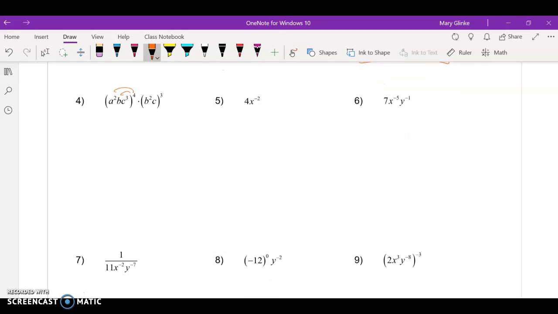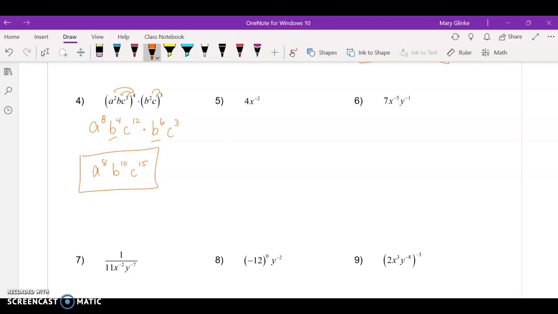Here's another one where we're going to raise everything to the power. So since it's a squared to the 4th, you're going to multiply them and get a to the 8th, b to the 4th, c to the 12th. For the next one, it's b to the 6th and c cubed. We're going to then find the same bases and combine them. When we combine them, we're going to add our exponents. So it's going to be a to the 8th, b to the 10th, and c to the 15th.